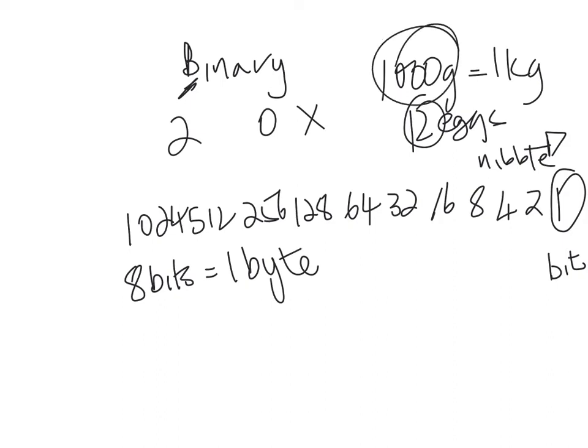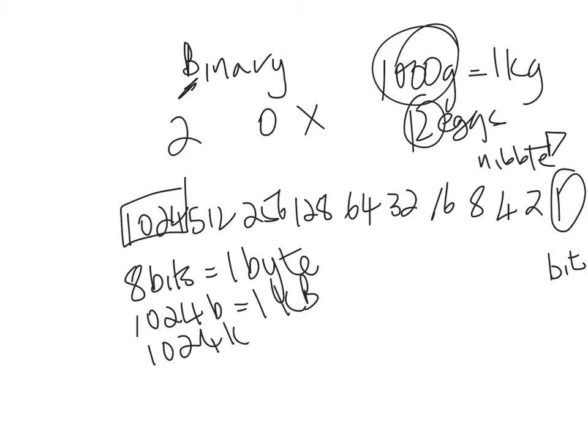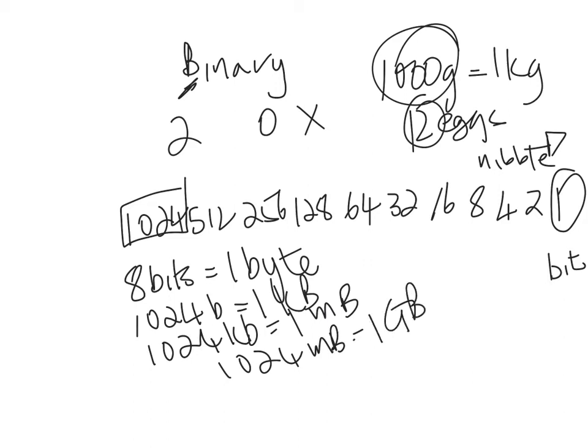We said 1,000 grams equals 1 kilogram. What's the closest here is 1024. So 1024 bytes equals 1 kilobyte. 1024 kilobytes equals 1 megabyte. 1024 megabytes equals 1 gigabyte. And 1024 gigabytes equals a terabyte. So a lot of you have external hard drives to keep your movies, for example, which are terabytes.